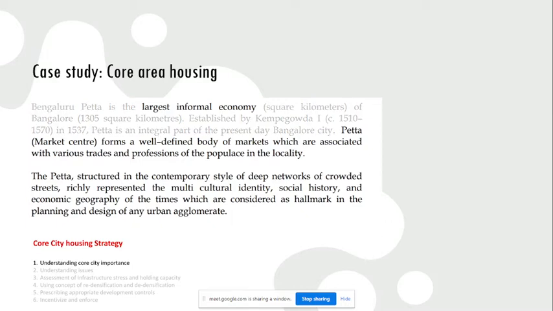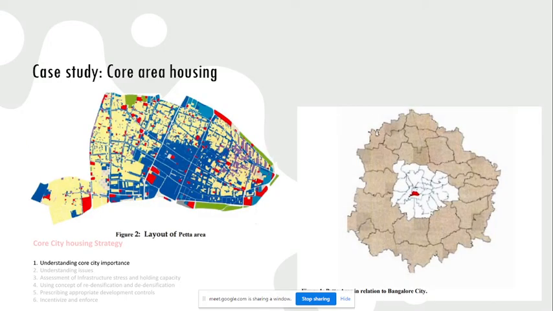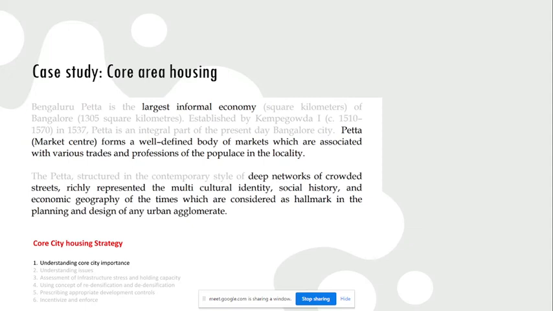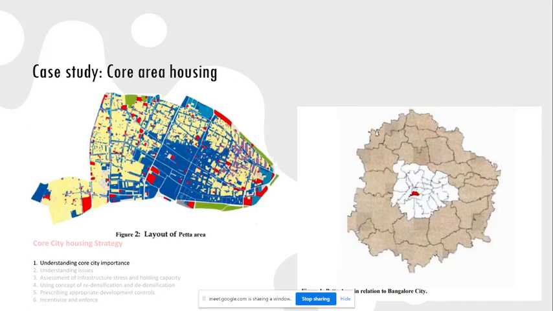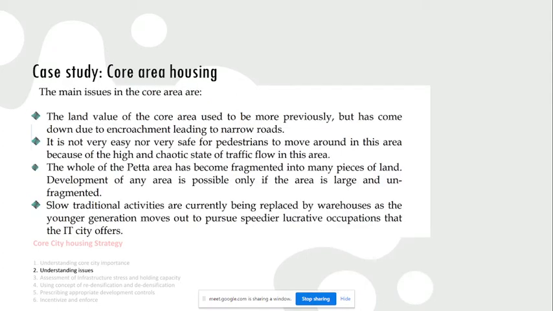Bangalore, the PETA, the largest informal economy; this report was prepared in the year 2024. Initially they studied the importance of the core city, because it is the largest informal economy and has been transitioning from conventional mercantile activities to a modern IT-related environment. There have been four different issues for this core area revitalization. The first is the decrease in land value because of increased encroachment. Then safety of pedestrians was affected because of high traffic flow and encroachment on the narrow roads.